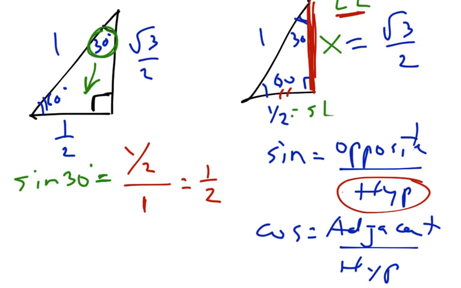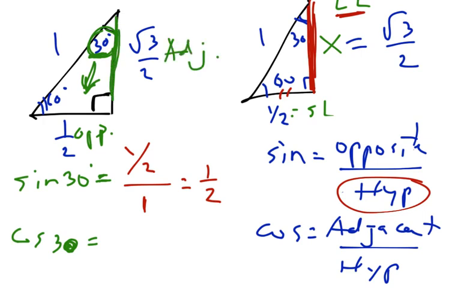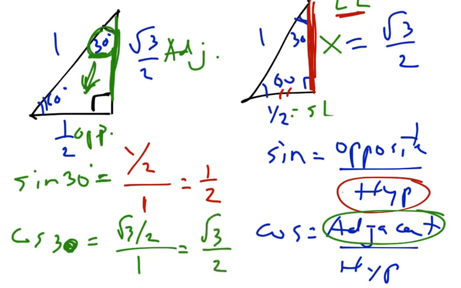Okay, let's do cosine. Cosine of 30 is going to be, again, this is my angle, 30 degrees. Opposite would be across from it. Adjacent is right next to the angle, so this is the adjacent side. The adjacent will be square root 3 over 2. Cosine is adjacent over hypotenuse: square root 3 over 2 over the hypotenuse, in my case 1. So my answer is square root 3 over 2.